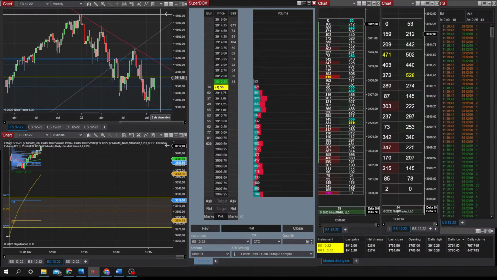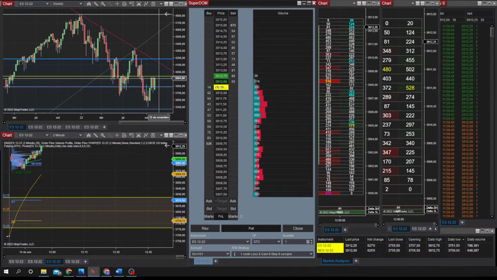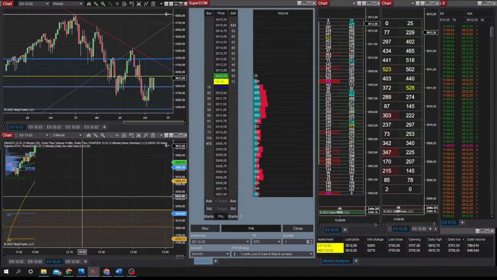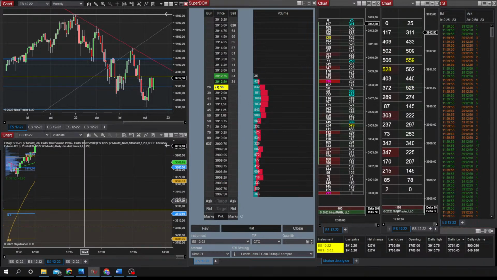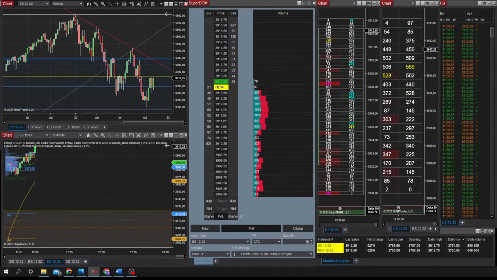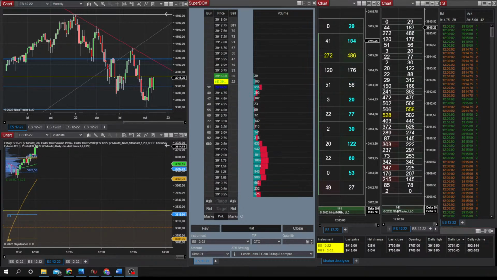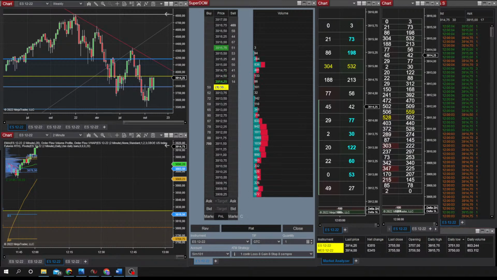We're almost there on the 3930. Let's see how it's going to behave there, if it's actually reaching there. Let's see.